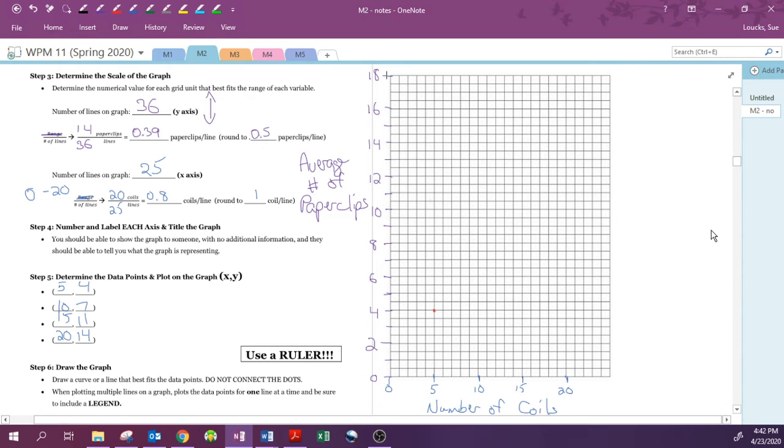Okay, and when I had 10 coils, I had 7 paper clips. Right, that's halfway between my 6 and my 8. And when I had 15 coils, I had 11 paper clips. And when I had 20 coils, I had 14 paper clips. Is that right? Yes. Going a little cross-eyed.